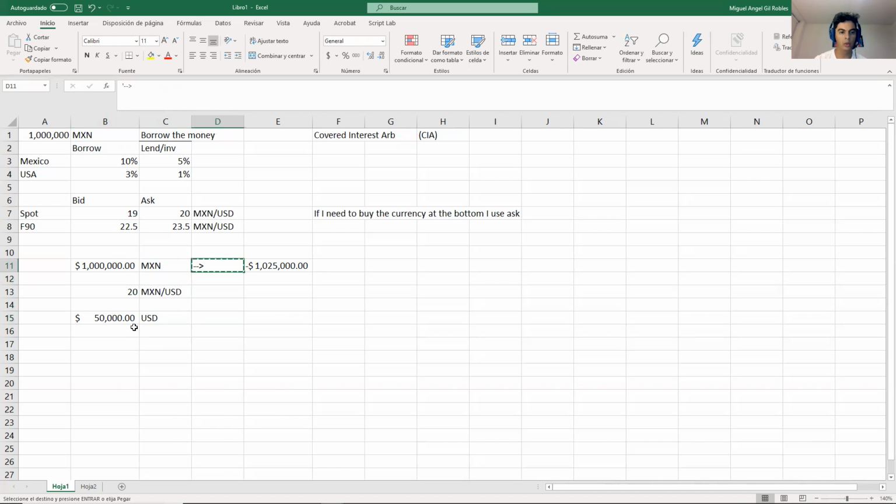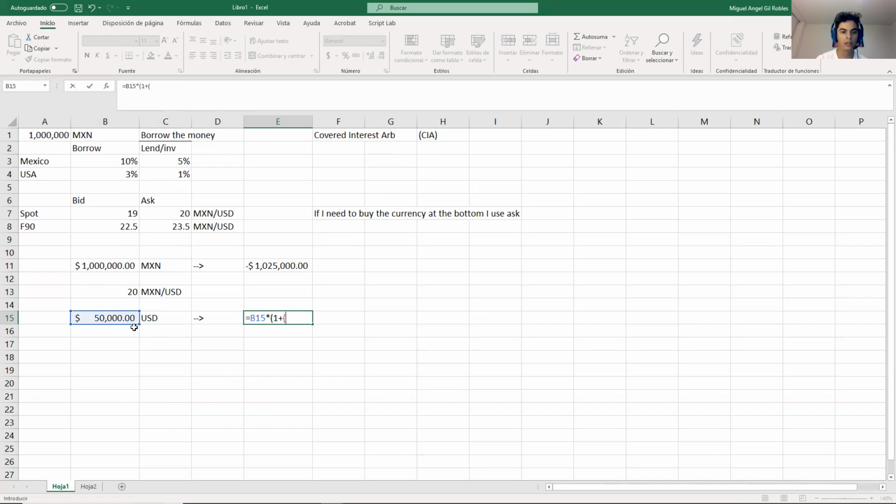Then I need to convert my dollars to future value. So I will have to use the future value formula again. It's this one plus the interest rate of the US, but borrow or lend? In this case, lend, right? Because this is money that I have right now. I borrowed 1 million pesos, I converted the 1 million pesos to dollars, and then I will invest the dollars in the US. So it will be 1% times 90 over 360.